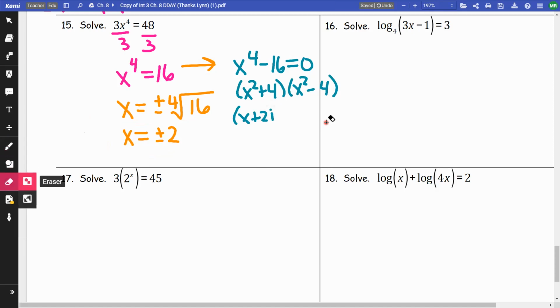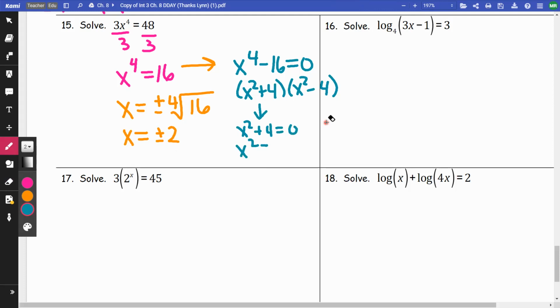Well, let me do this. x plus 2i, x minus 2i, but let me just set these factors to 0. So when I set this to 0, I'm going to have x squared plus 4 equals 0, which means x squared equals a negative 4. So x is going to be plus or minus 2i. Okay, that's 2 of my answers.